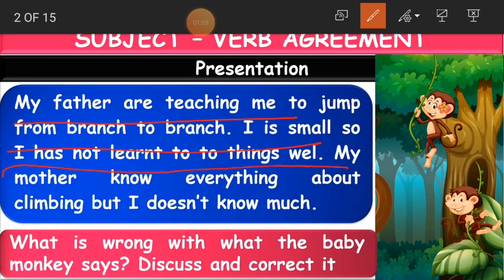If you just read this presentation, you find that something is wrong. The sentences are not giving us the correct meaning. Yes or no? So what we have to do is correct this, in the sense of how we have to present the correct sentences and write them in the correct order. Okay children, so let us do that.